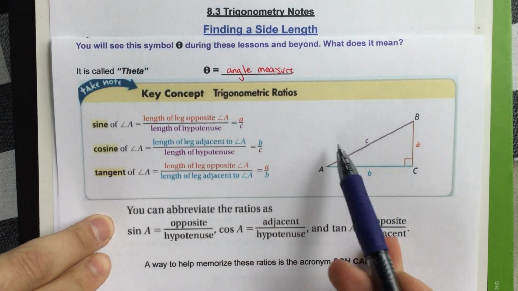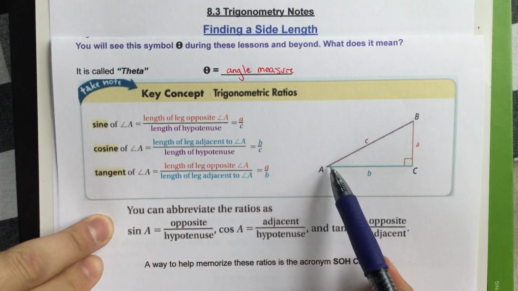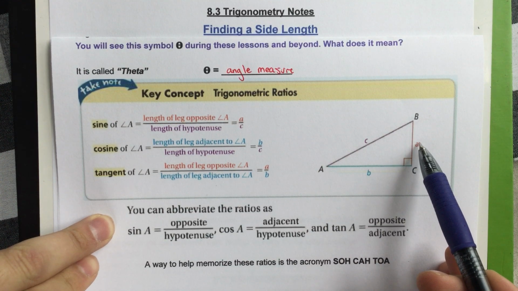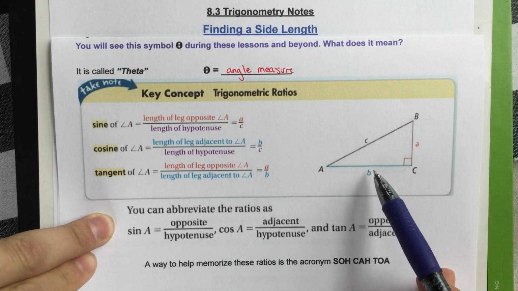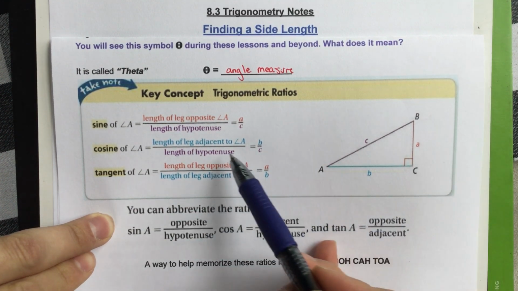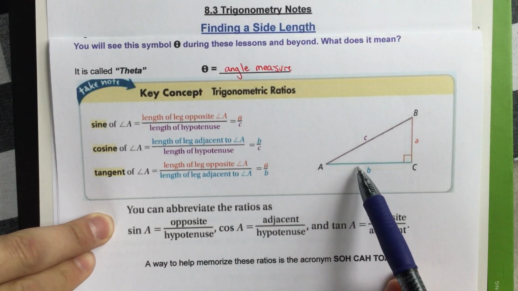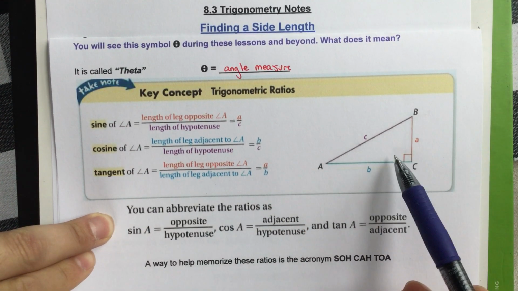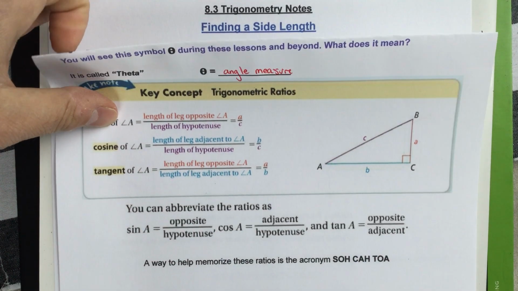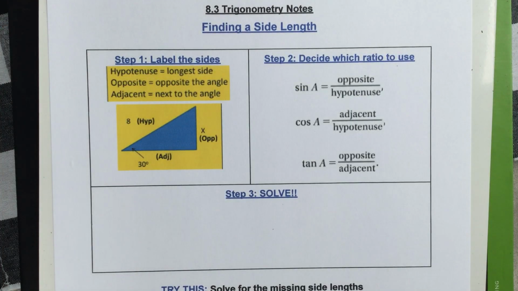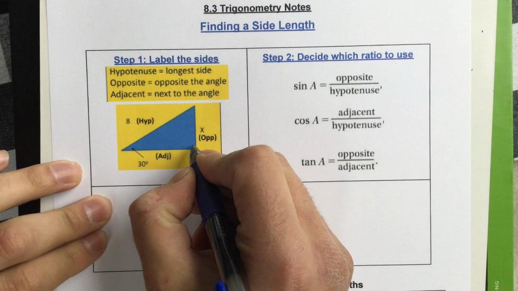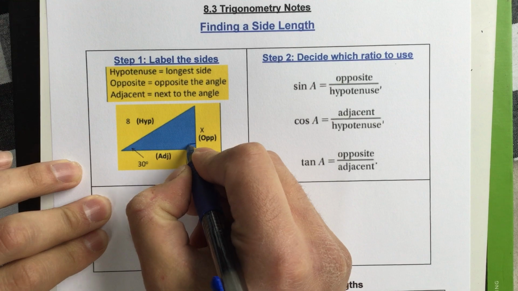If A was our theta, the opposite is across from that angle measure. In this example, B would be our adjacent, because it's next to that angle measure, and C here is our hypotenuse because it's across from the right angle. So our first step in trying to solve for a missing side length is always to label our triangle. I do apologize, this should have a right angle there.